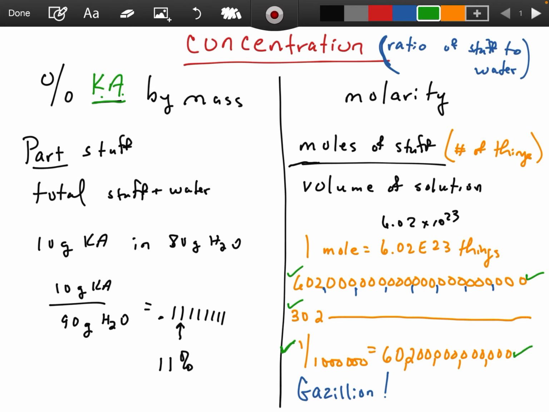You don't need to get caught up in this number. You just need to know that a mole of things, or even if it's a half mole or a tenth of a mole or 0.01 moles, is a gazillion things, too many to count. But you do have to know that molarity is the number of things or moles of things compared to the volume of the solution. Similar to percentage, which is grams of stuff, if it's percentage by mass, grams of stuff compared to the grams of the solution.